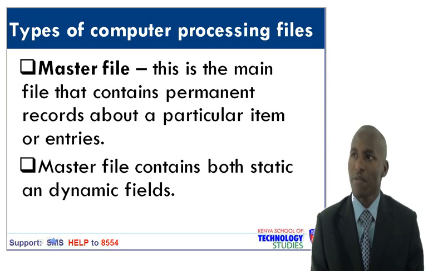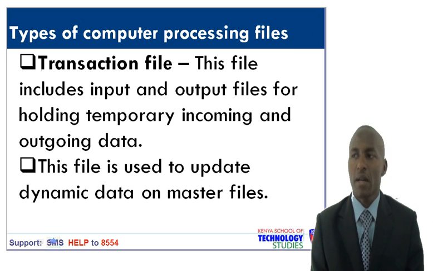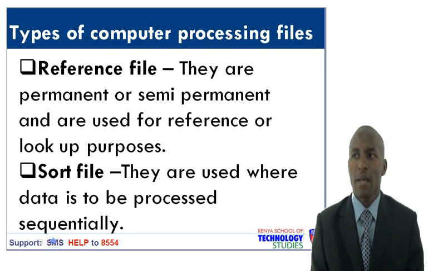Types of computer processing files. The first one is the master file. This is the main file that contains permanent records about a particular item or entries. A master file contains both static and dynamic fields. Transaction file: this file includes input and output files for holding temporary incoming and outgoing data. This file is used to update dynamic data on master files.